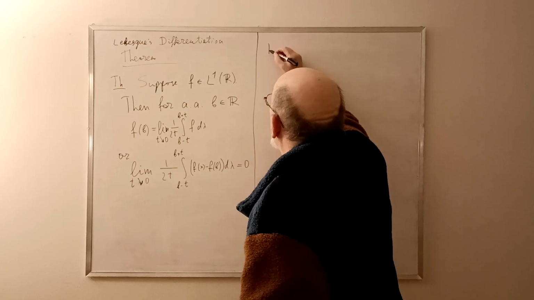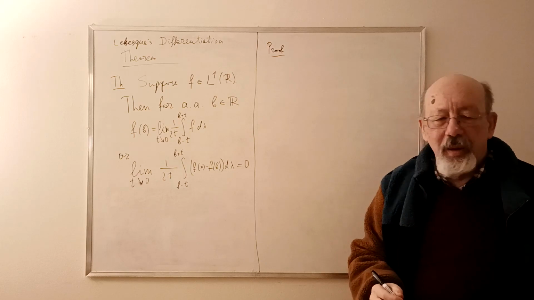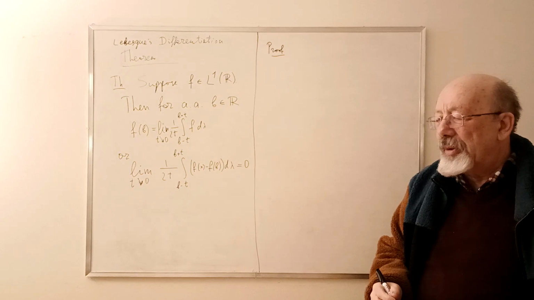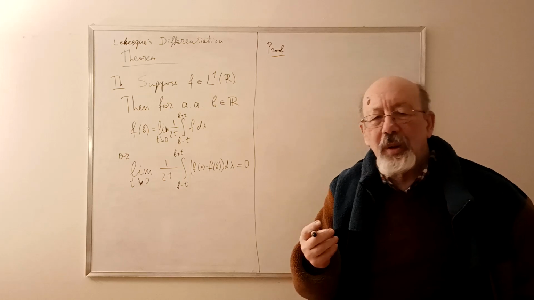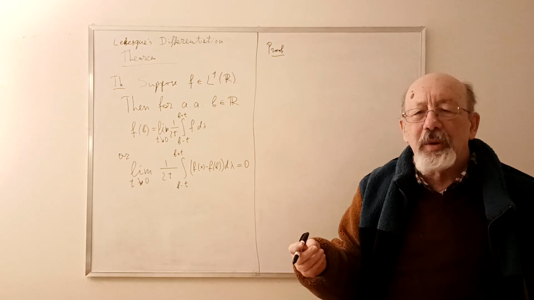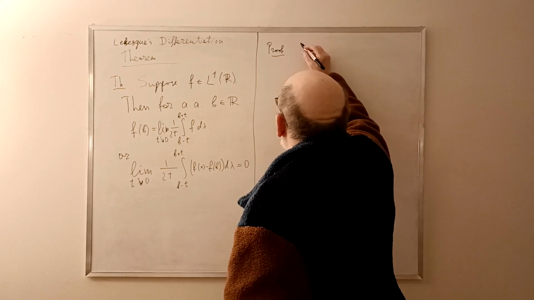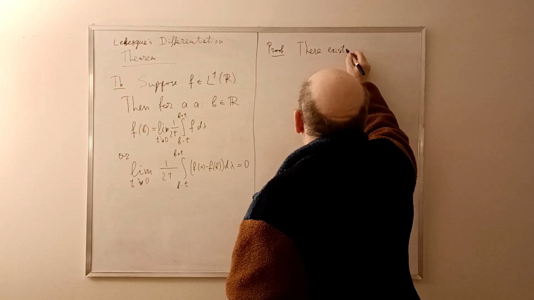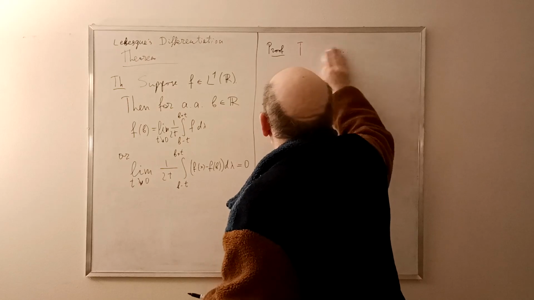Now let us start the proof. It is, I would say, a little bit technically interesting proof. The proof is based on approximation of function f by some continuous function. We know that it is possible. There exists, let me write.